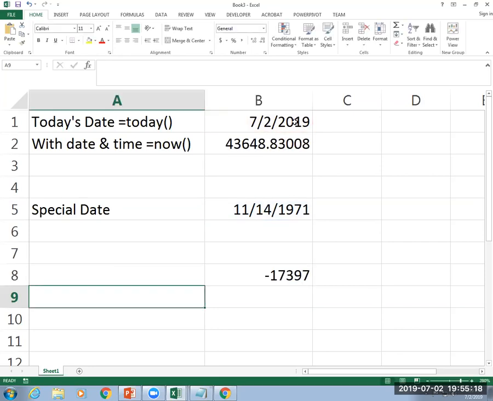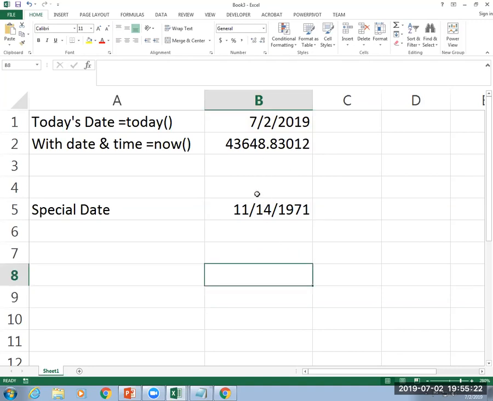I guess I want to go the other way around, right? I actually want to do equals today minus the special date. So I'm currently 17,397 days old, which means that in 3 days, on the 5th of July, I am going to be 17,400 days.